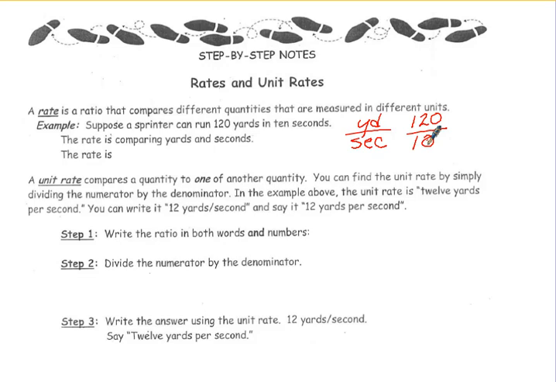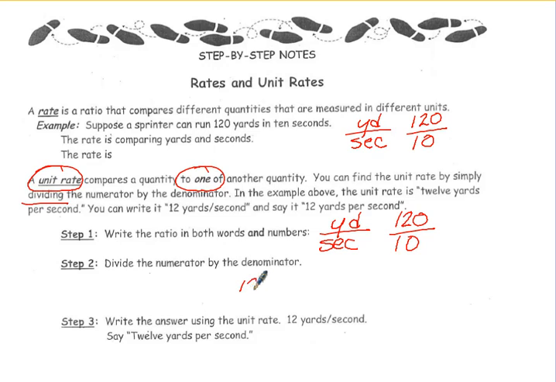And there's your rate. A unit rate compares a quantity to one of something. You can find the unit rate simply by dividing. In the example above, the unit rate is 12 yards per second. So step 1, write the ratio in both words and numbers. So yards per second, just like we did above, 120 to 10.